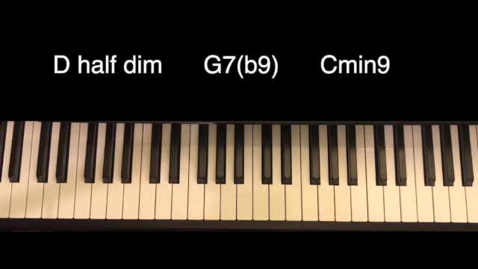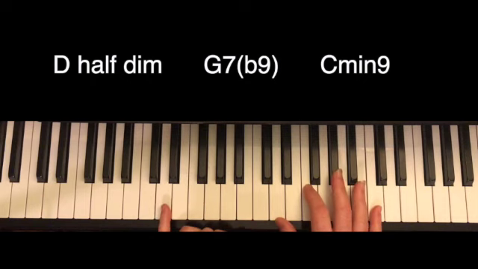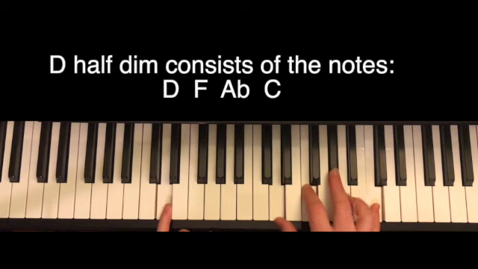Okay, what's going on? It's called, don't be scared, a D half diminished chord, sometimes called a D minor 7 flat 5. It consists of a D, an F, an A flat, and a C. So learn it, love it, use it.